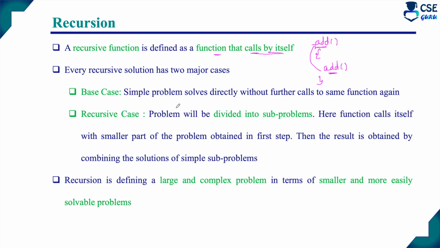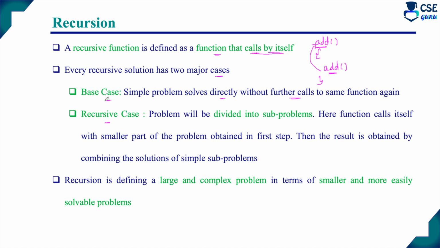If you are considering the recursive function, there are two major cases. One is the base case and another one is the recursive case. In the base case, the problem will be solved directly without any further calls. That is, it is not necessary for the function to call itself again and again. Instead, the problem will be solved directly without any further recursive calls to the function itself, maybe one time or two times.